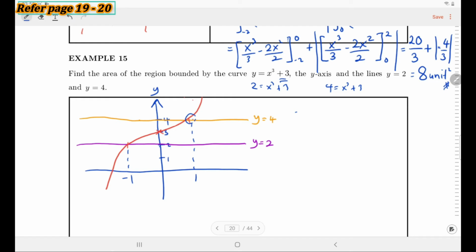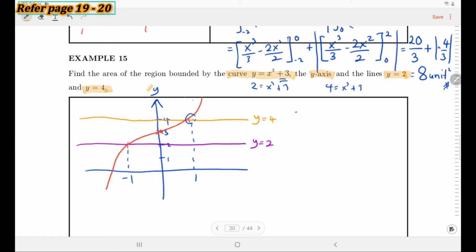So we have done it, we sketched our graph, y equals x cubed plus 3. So what will be the region? Look back to the question: find the area of the region bounded by the curve, the y-axis, and the lines y equals 2 and y equals 4.